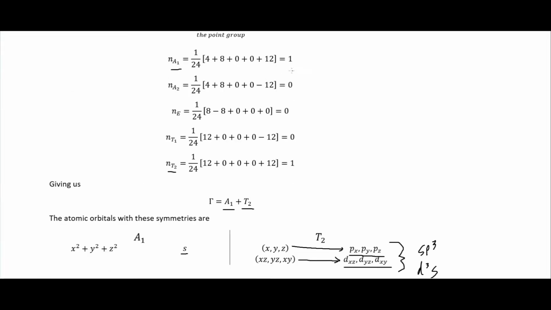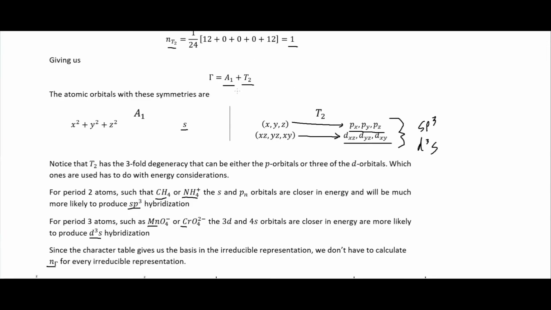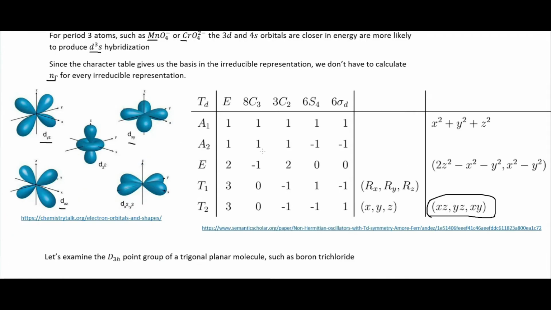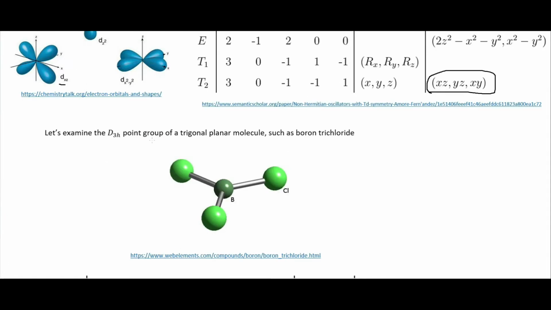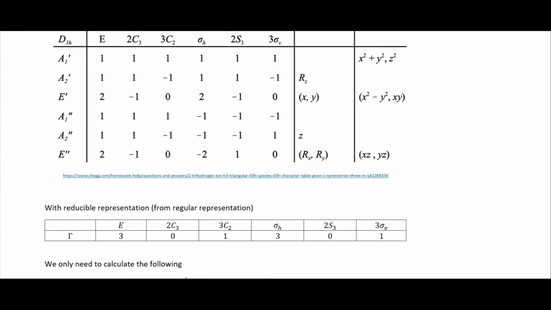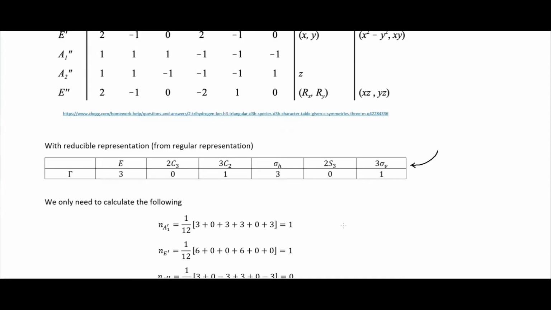So even though we only have one of these present here, so we don't have anything other than a 1 in front of the T2 there, we still have 3 orbitals that are associated with it. And if we look at a D3h point group, which is a trigonal planar molecule such as boron trichloride, we have this character table. And so we can find the reducible representation from our regular representation matrices here. This would be the reducible representation that we find.